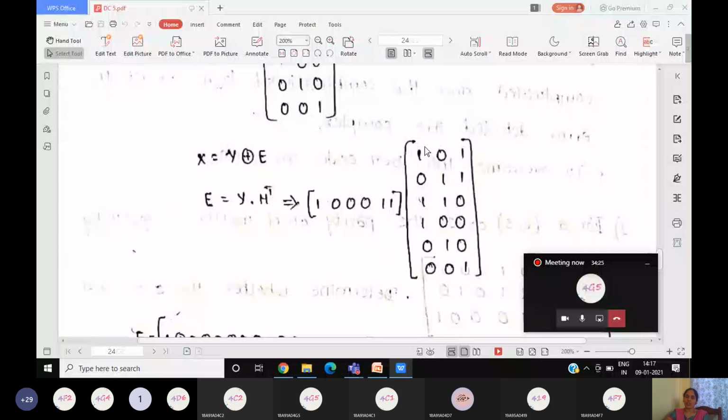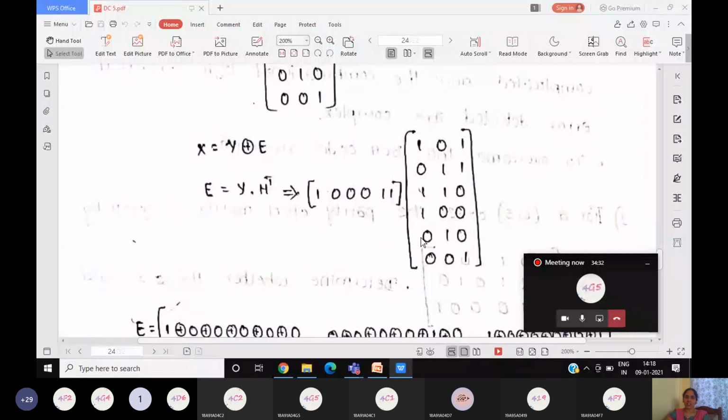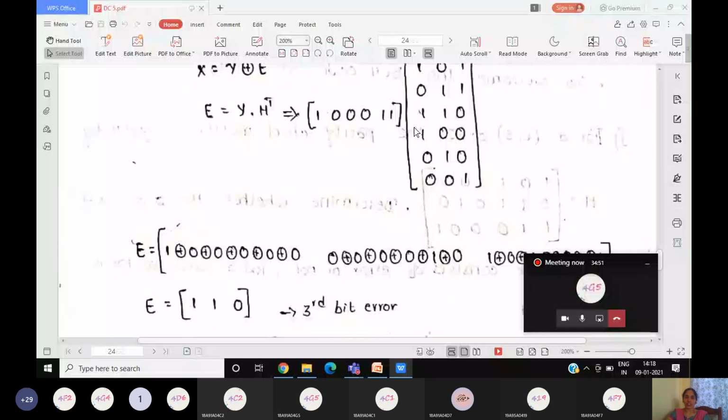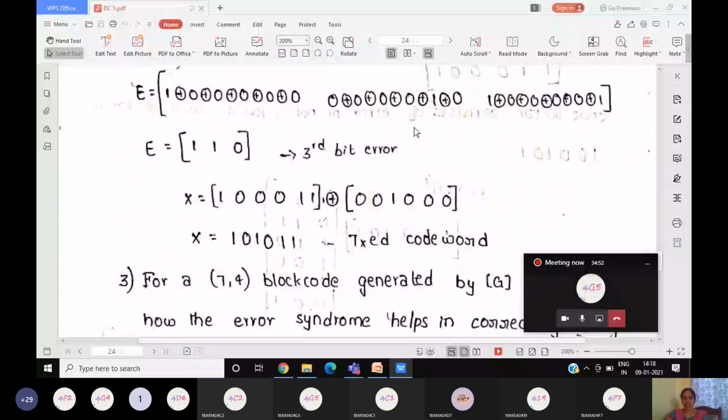I already told you: if you go through the H transpose matrix and the error syndrome you obtain is 110, it is in the third location. So you will have an error in the third bit. The location of 110 in H transpose is the third location from the MSB. So here all are zeros except the third location.